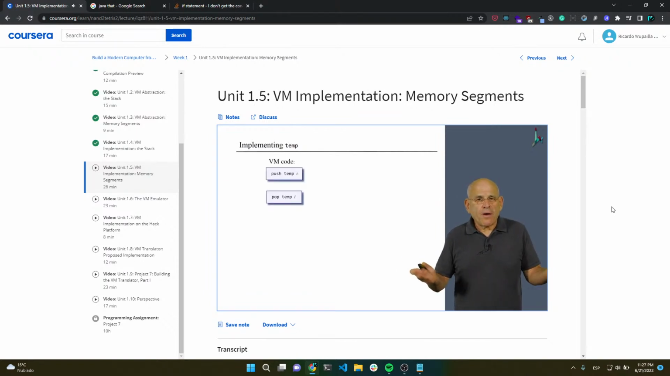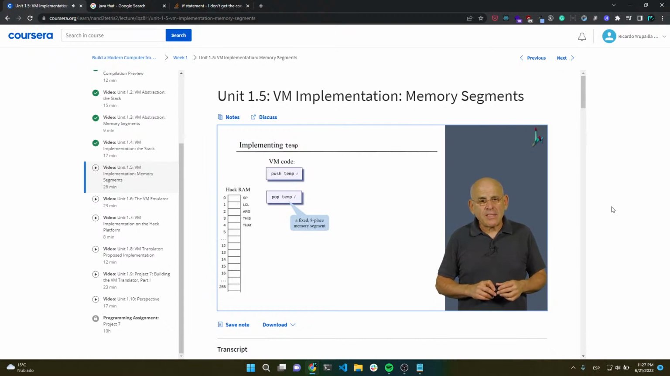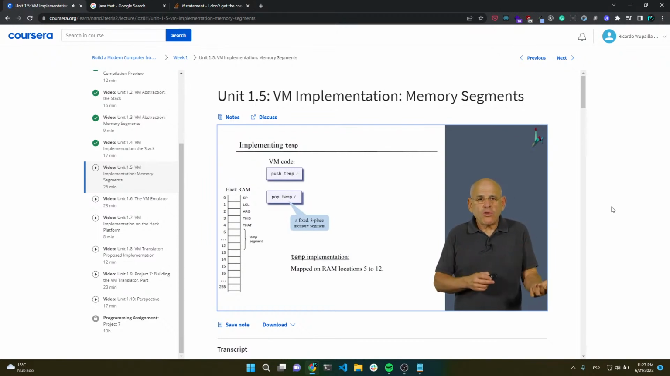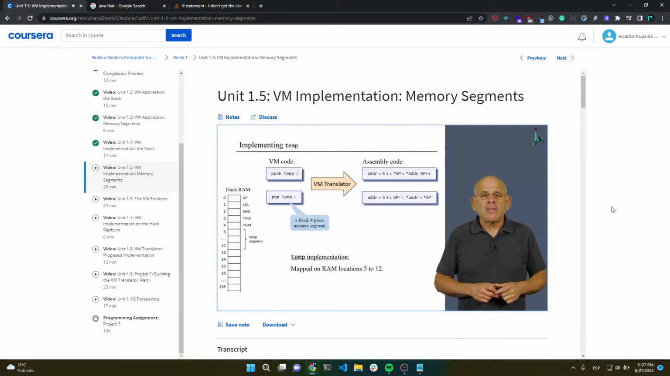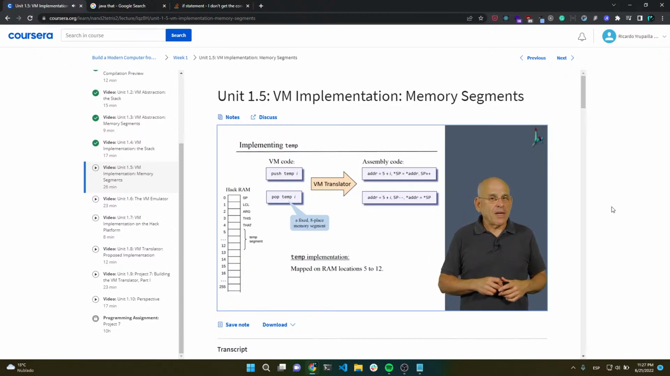The push and the pop are uniform, exactly as we had before, and yet temp is going to be a fixed 8-place memory segment, and we decided to map this segment on RAM locations 5 to 12. So altogether we have 8 values there, and therefore the translation of push and pop are going to take this base address 5 obviously into account. So it's almost the same as the translations that we had previously, except that the base address is now 5 instead of one of the segment pointers. So that's how we implement the temp segment.